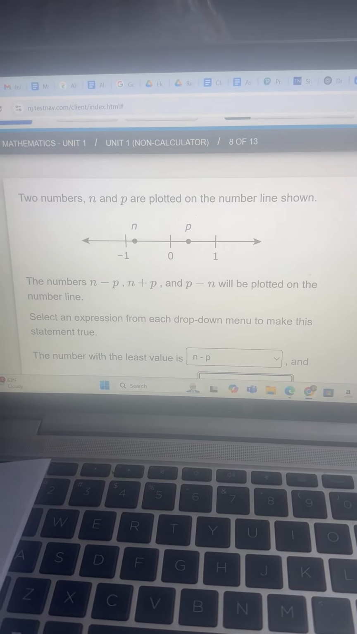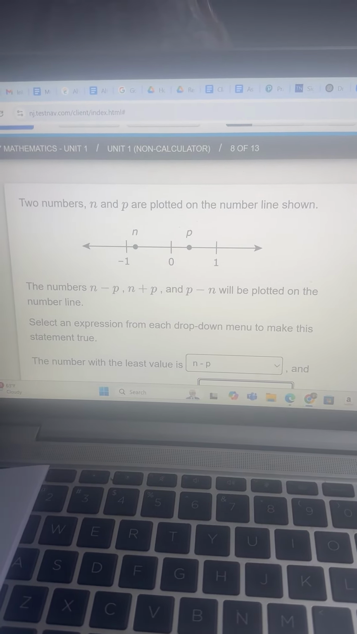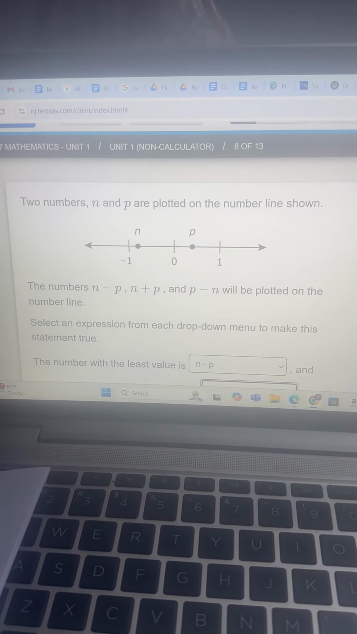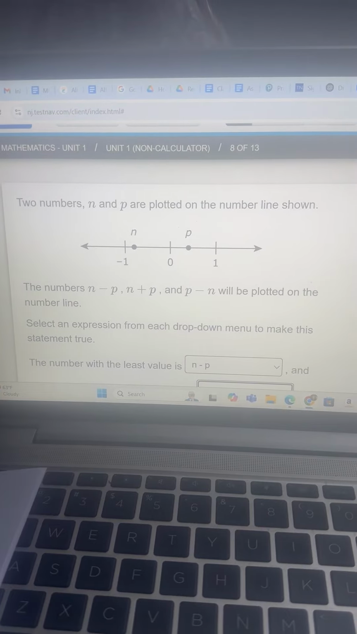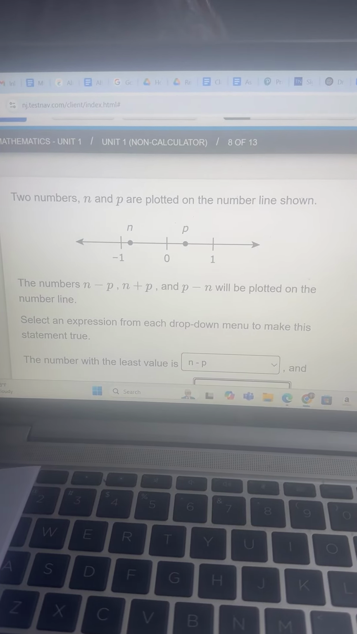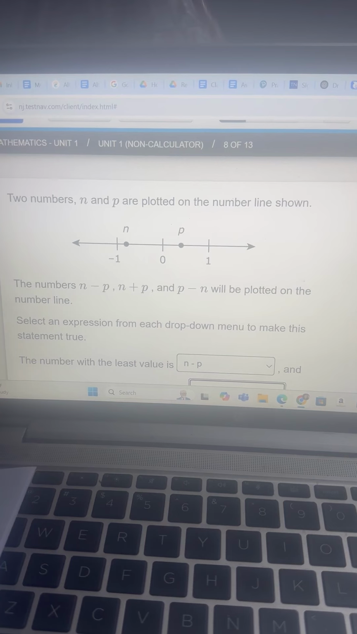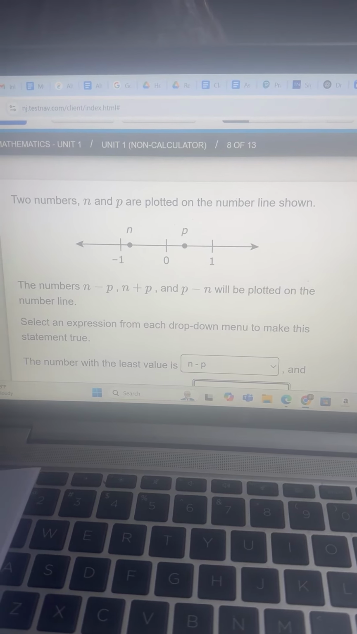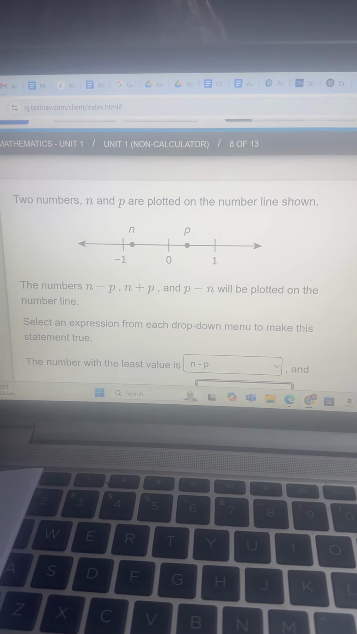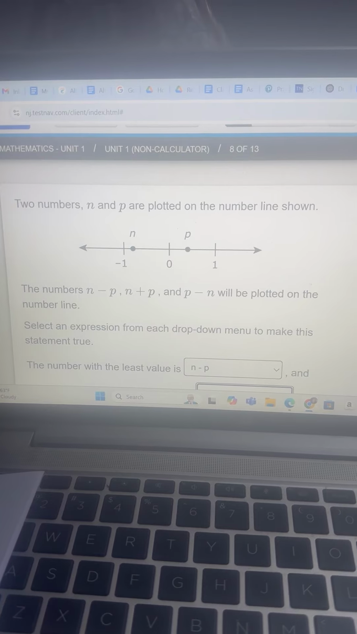We're now doing question 8 on the non-calculator section. It says two numbers, n and p, are plotted on the number line shown. The numbers n minus p, n plus p, and p minus n will be plotted on the number line. Select an expression from each drop-down menu to make this statement true.